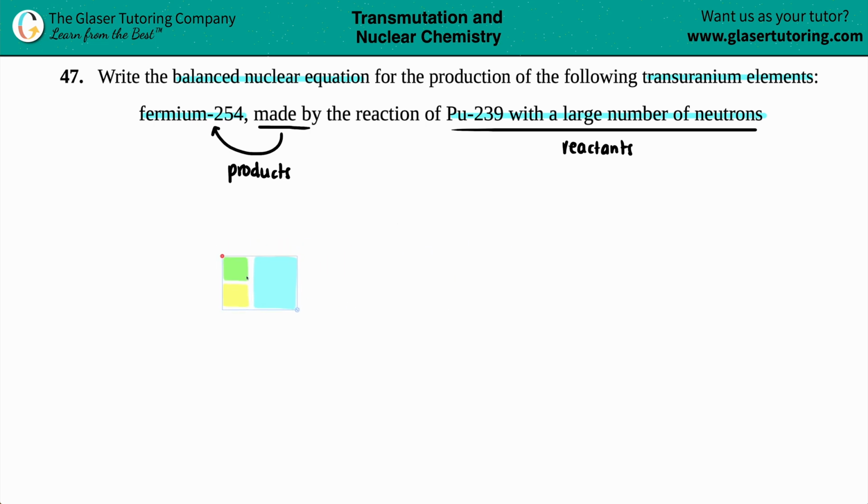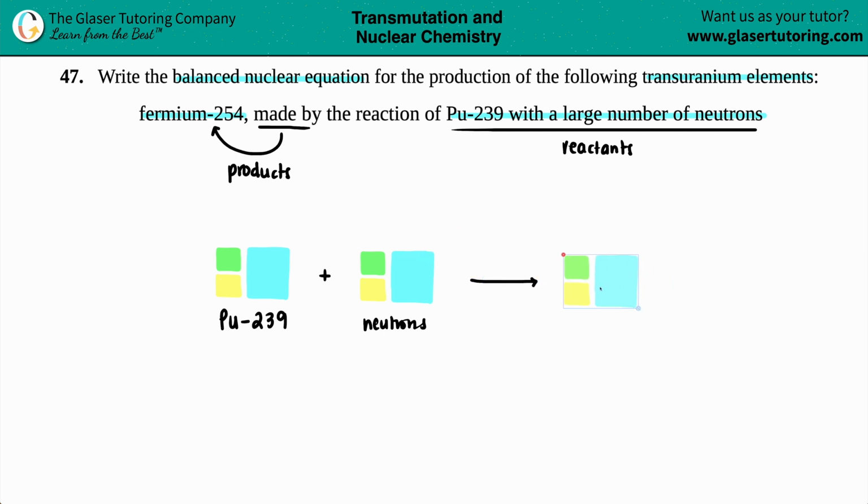So let's start off with saying, okay, we have Pu, plutonium, Pu-239, and that is going to react with a lot of neutrons, right? So maybe we'll just put neutrons here. And we are going to get out the fermium. So we have another box like this, and that's fermium. Now, let's write in all the stuff that we can for right now.